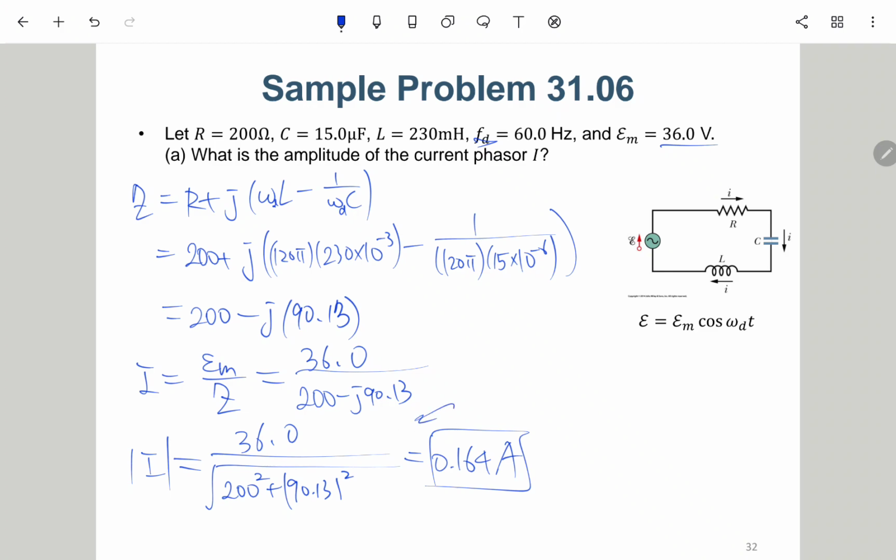If you have Z1 times Z2, both complex numbers, and you take the absolute value of Z1 times Z2, it will be nothing but the absolute value of Z1 times the absolute value of Z2 individually. So we can take the absolute value of 36, which is 36, and the absolute value of the denominator, which is the square root of 200 squared plus 90.13 squared. We don't need to rationalize it and then find the amplitude, although they should be the same thing.